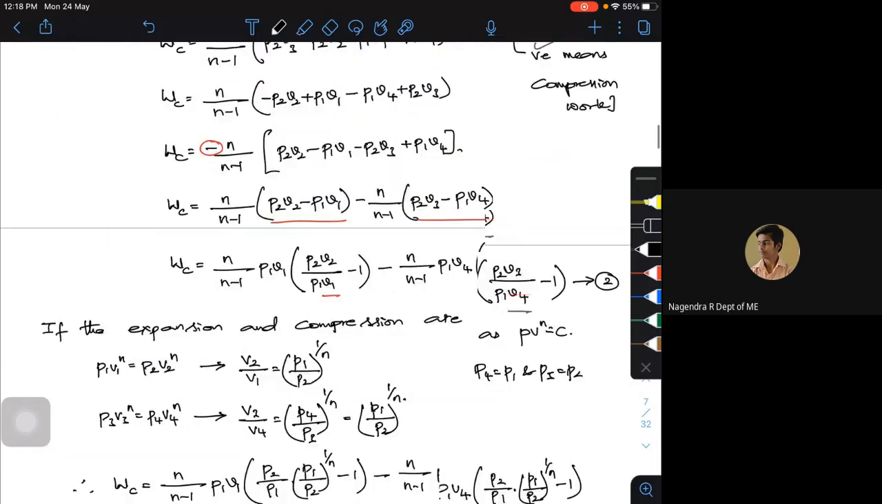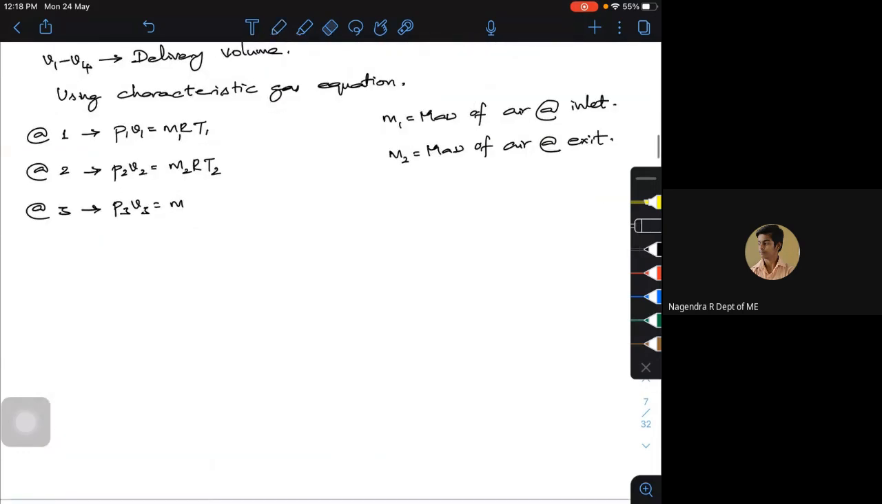So now I will just go here and change it. This will be M1 into R into T2, or at point 3 I can write it as M2 into R into T3, and at point 4 this will be P4 V4 is equal to M2 into R into T4. So M1 into R into T1, M1 into R into T2, M2 into R into T3, and M2 into R into T4. This is what we have.